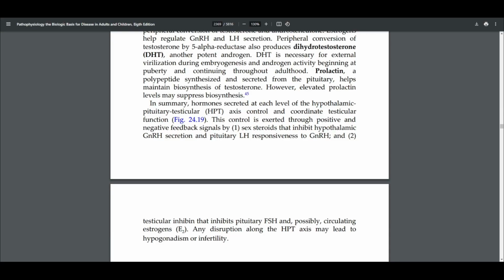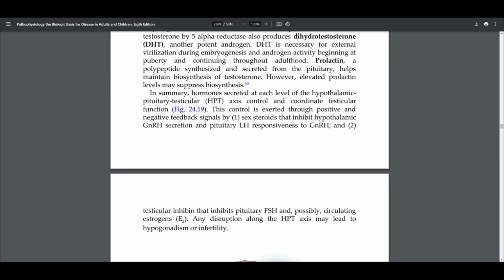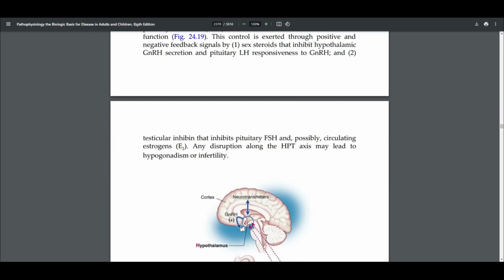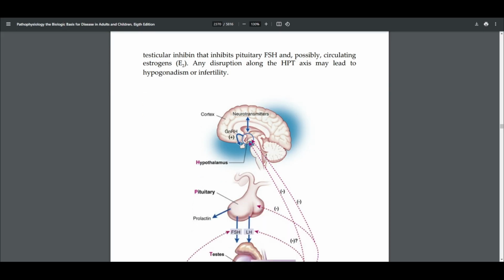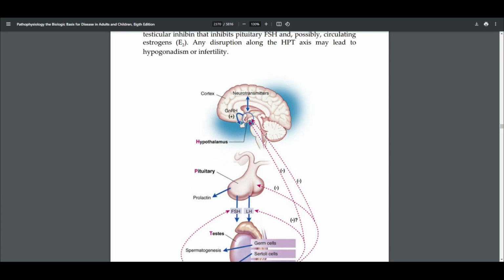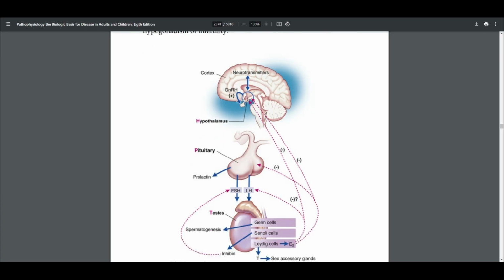So, in summary, hormones secreted at each level of the hypothalamic pituitary testicular axis control and coordinate testicular function. This control is exerted through positive and negative feedback signals by: 1. Sex steroids that inhibit hypothalamic GnRH secretion and pituitary LH responsiveness to GnRH, and 2. Testicular inhibin that inhibits pituitary FSH, and possibly circulating estrogens. Any disruption along the HPT axis may lead to hypogonadism or infertility.